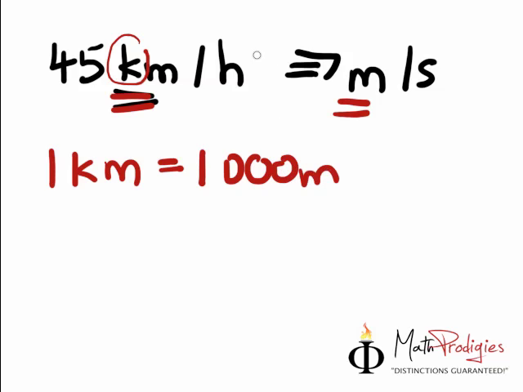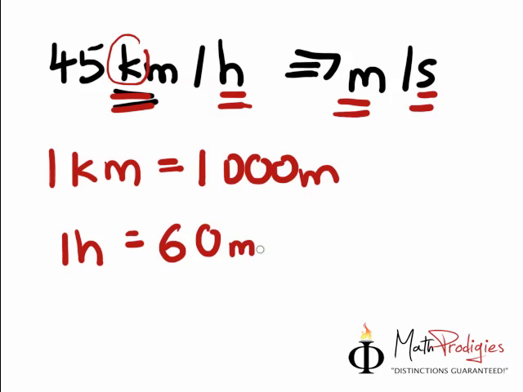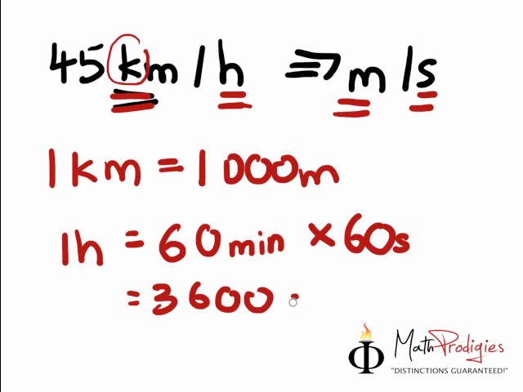The other thing is, you need to understand how many seconds are in an hour. So 1 hour equals how many minutes? 60 minutes. In 60 minutes, how many seconds are there? 60 seconds per minute. So you put 60 minutes times 60 seconds and you get 3,600 seconds. Good job. So in this case, if you want to change 45 kilometers per hour to meters per second, what must you do?